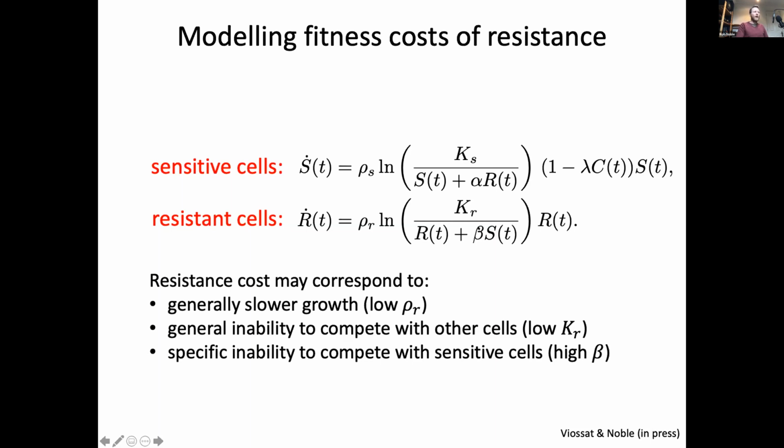So we have this parameter beta, which is a competition parameter. We might also vary the baseline growth rates, rho S and rho R, which are shown here. And finally, we can vary the carrying capacities. We can have different carrying capacities for the resistant and sensitive cells. So you can see there are various different kinds of cost of resistance we might have.